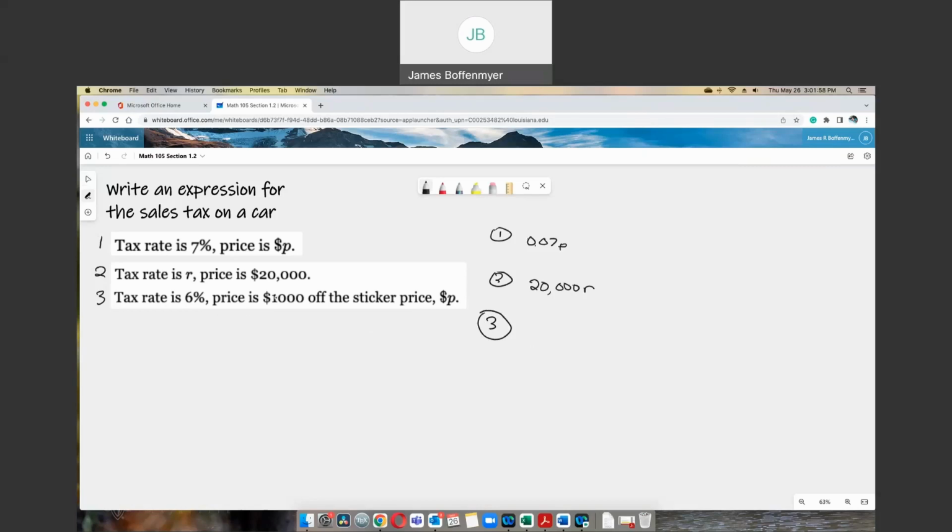So the price of the car is $1,000 off of the sticker price. What that tells you is that the price you're going to pay for the vehicle is your original price minus 1,000. And then we have to tack on the tax rate. The tax rate they give us is 6%, so as a decimal number, that would be 0.06. So this expression right here is how much you would pay including taxes.